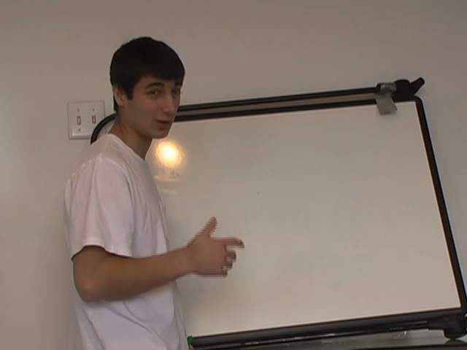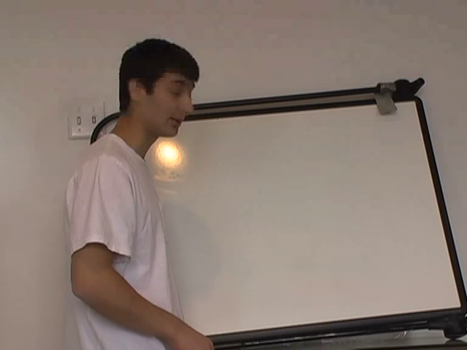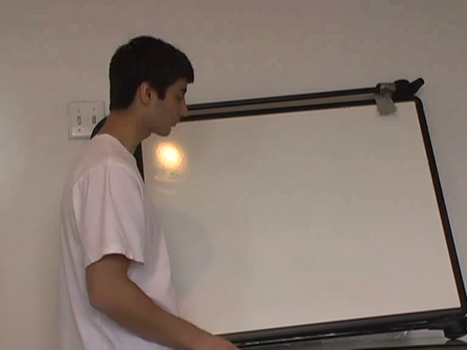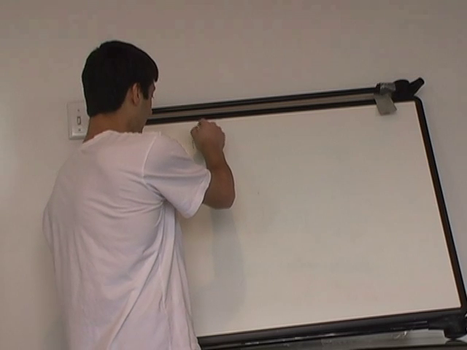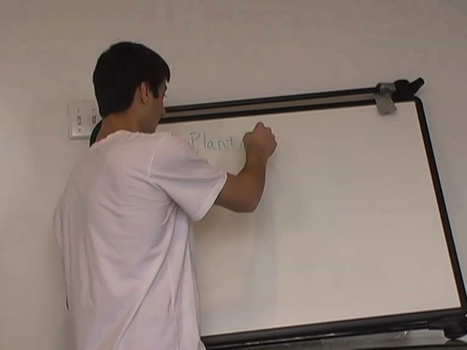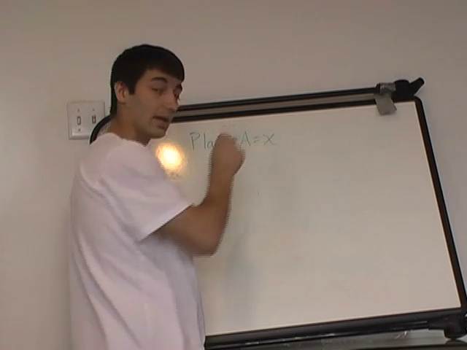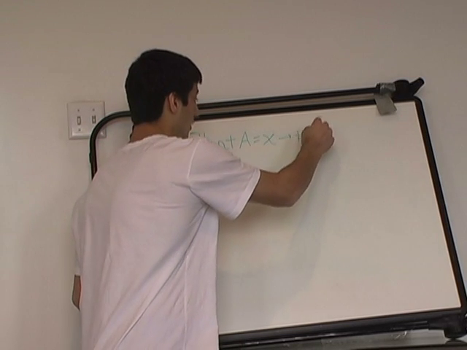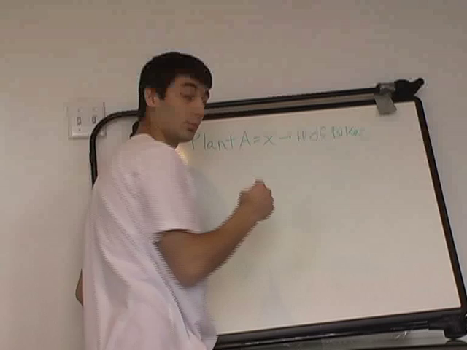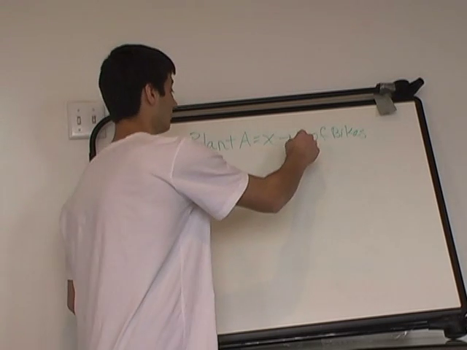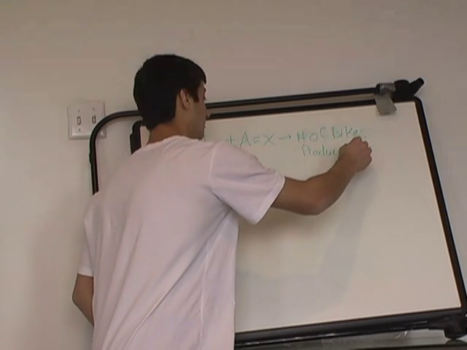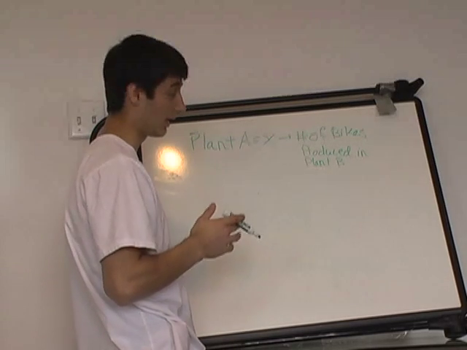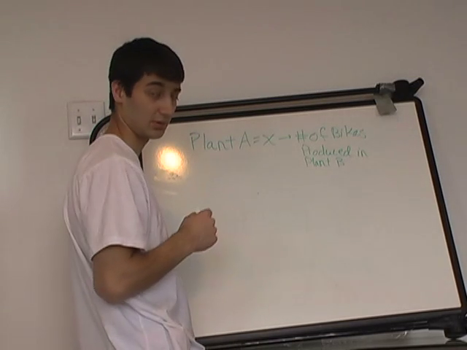Now we need to find our objective function and label our variables. Let's start with the variables. Let plant A equal x, and x is the number of bikes produced in plant A. Plant B will be labeled y, and that will be the number of bikes produced in plant B.